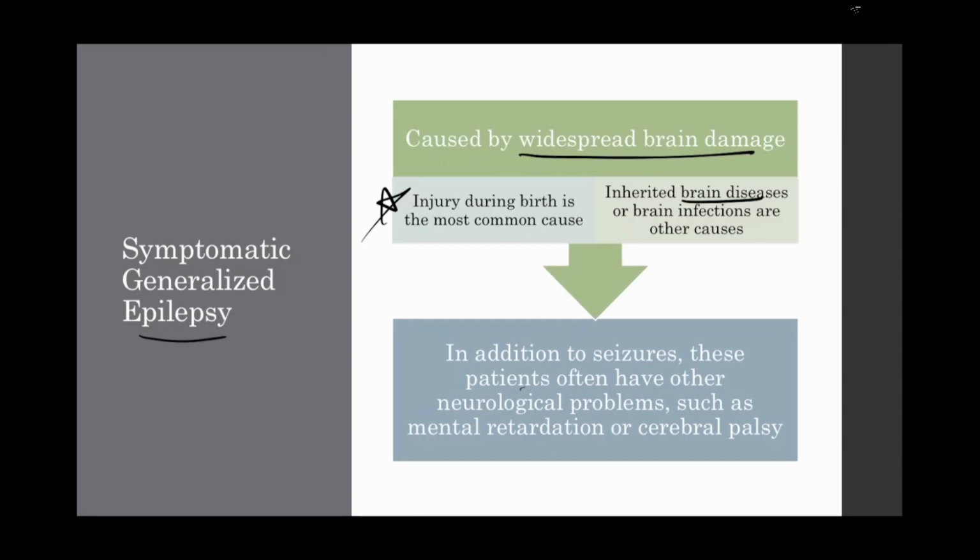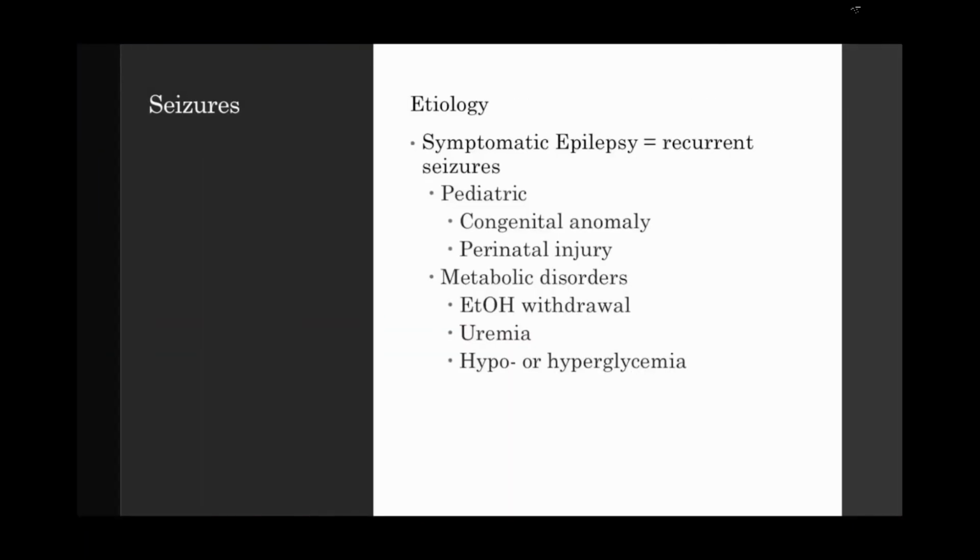Again, so in addition to the seizures, they're going to have other neurological problems with it, not just the seizure activity. So recurrent seizures in pediatrics, usually a congenital problem or something due with delivery of the baby. Your metabolic disorders that can cause seizures, here's your ETOH withdrawal. Okay, they'll have those delirium tremens and they get the tremors, and they also may get some seizure activity as well. Uremia, and then here's your hypo or hyperglycemia, both ends of that spectrum.